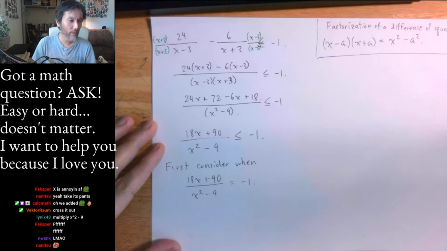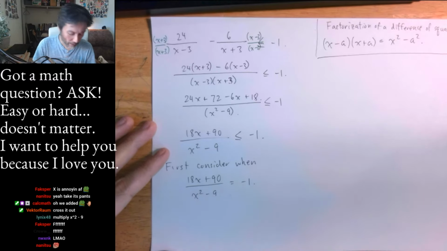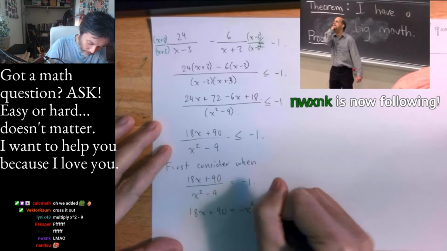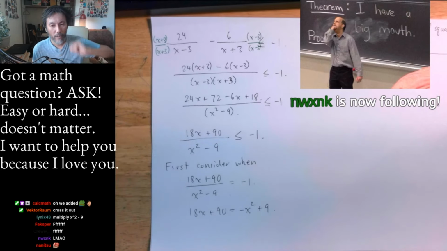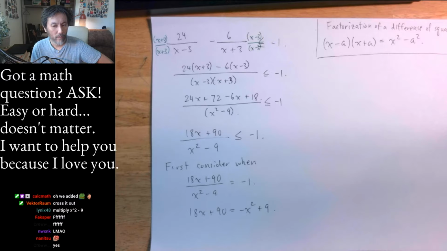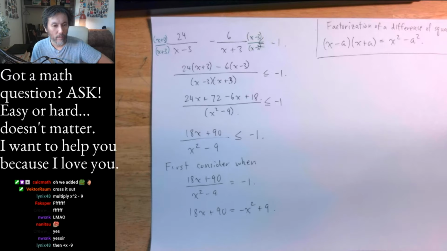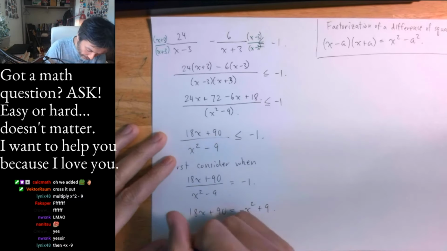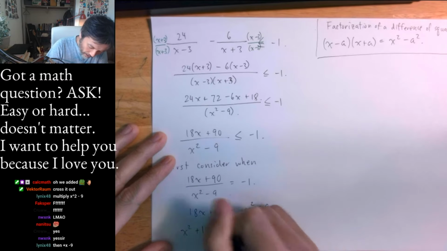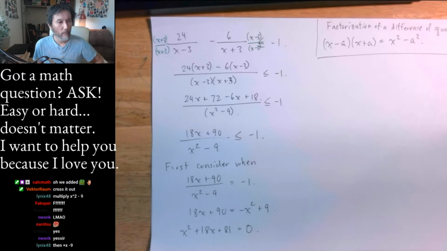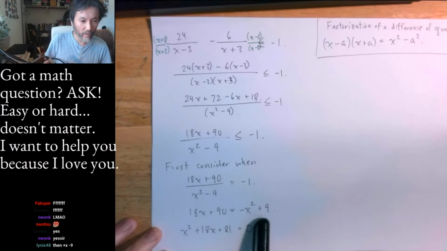So we're going to multiply both sides of this by x squared minus 9. And if we do that, what do we get? We get 18x plus 90 is equal to negative x squared plus 9. Can we all agree? What's my next play? Add x squared and subtract 9. So what we get is x squared plus 18x plus 81 is equal to 0. Is that right? That's excellent. We want to see a 0 over here very badly.